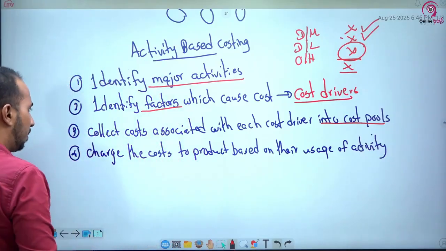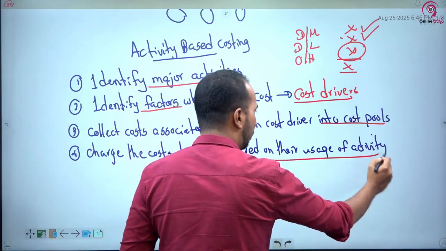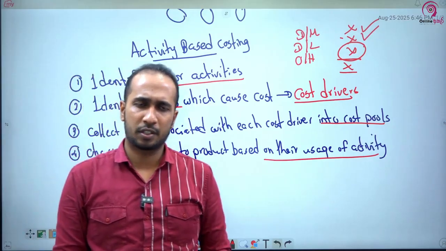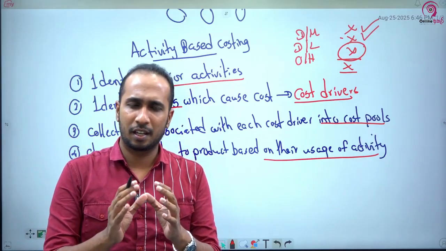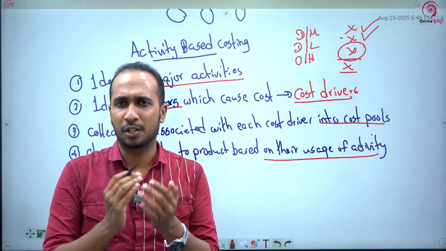And the final step is to charge the cost to the product based on their usage of activity. So in activity-based costing, we are charging the overhead cost based on their usage. That is the point you need to understand.